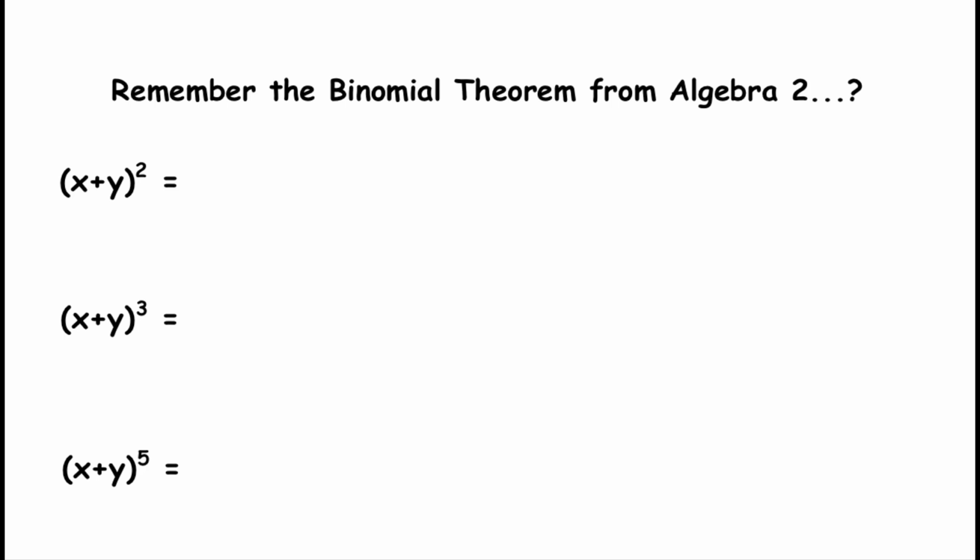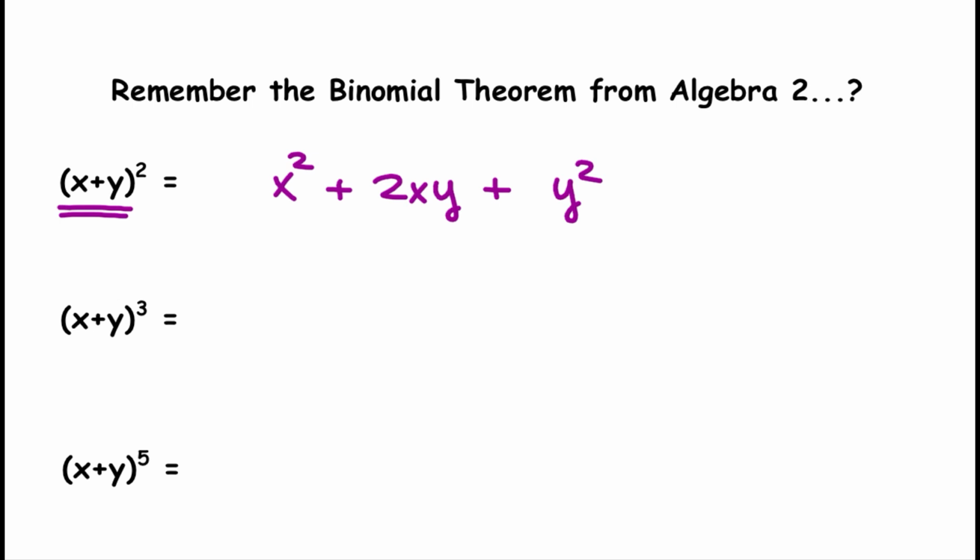We're going to talk binomial theorem from Algebra 2, and then we're going to work it into calculus. The binomial theorem is a major shortcut for having to keep foiling things out. If you FOIL out x plus y squared, you probably already know that it's x squared plus 2xy plus y squared.